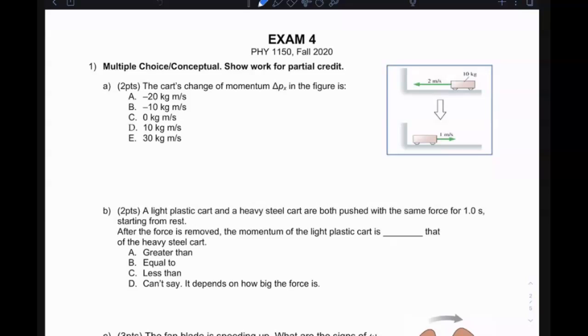This is a review of question 1 in exam 4. Question 1 is multiple choice conceptual. Part A: the cart's change of momentum delta px in the figure is which of the following choices?